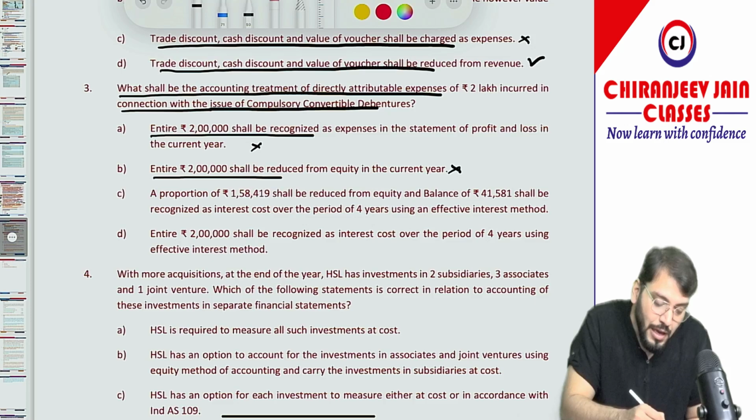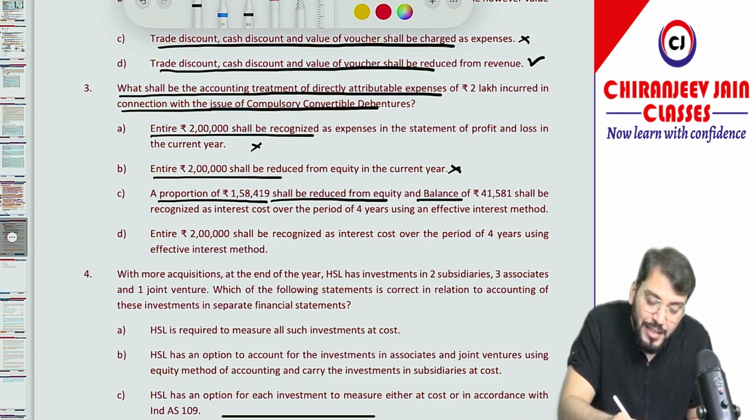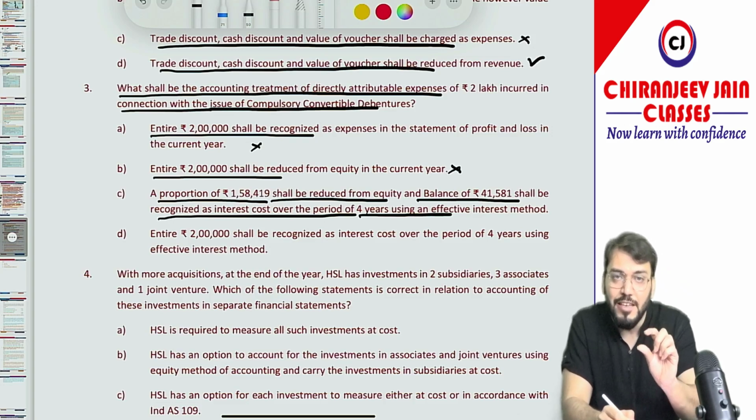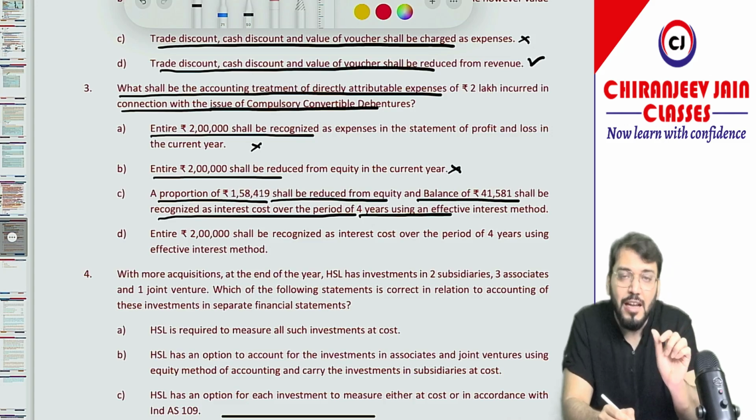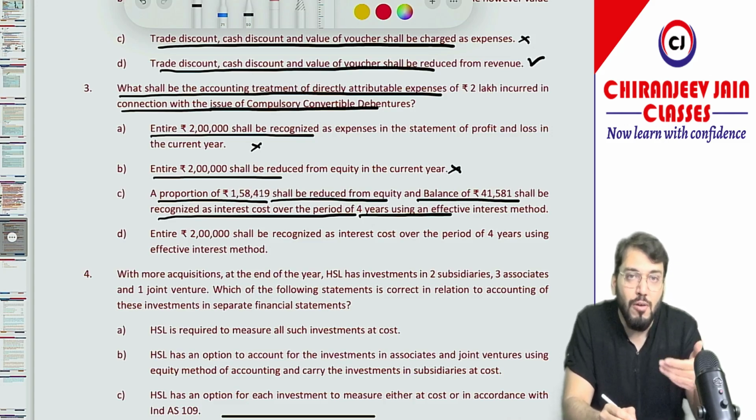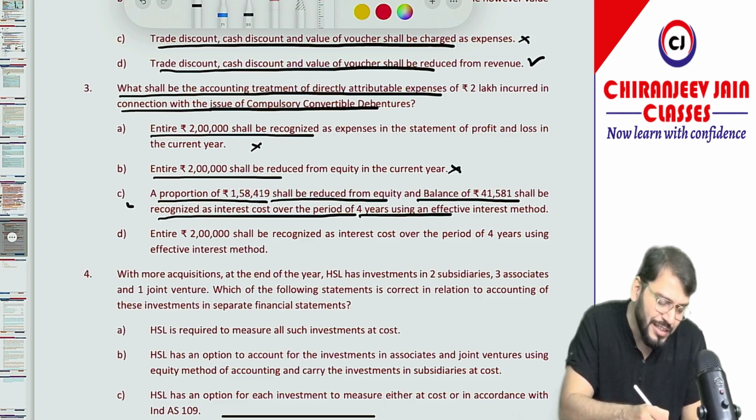This is not correct. A proportion of 1,58,419, which we have calculated, shall be reduced from equity. And the balance 41,581 shall be recognized as an interest cost over the period of 4 years using the effective interest method. This will be deducted from the financial liability component, and by using the effective rate of interest, we'll calculate interest expense on the liability component. So this is the correct one.